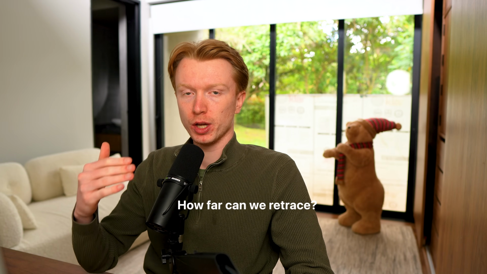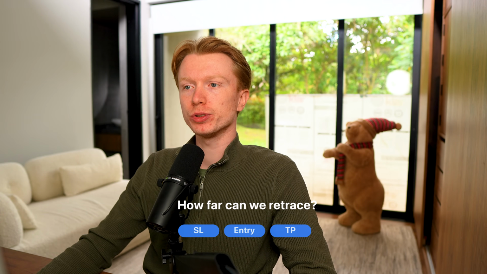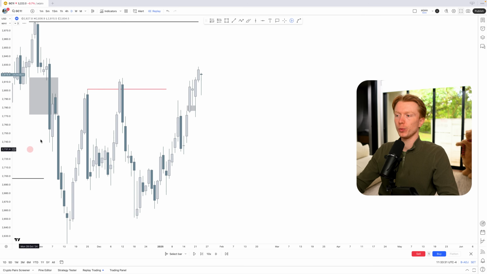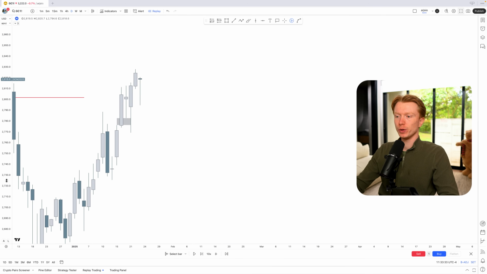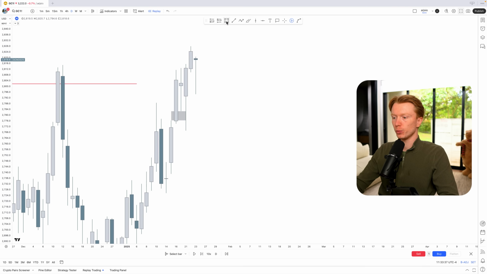And that requires somewhat of an understanding of how far we can retrace. So you need a stop loss, you need an entry, and you need a take profit. This is also where, again, the order flow lags come in. So from the weekly time frame right here, if we now go down into the daily time frame, and the reason why we go down a time frame is because then we can clearly get an understanding of where the order flow lags are. So here we have this order flow lag right there, the most recent order flow lag.